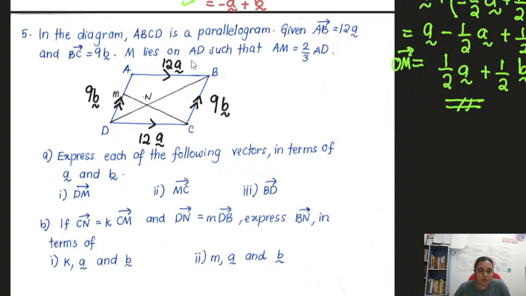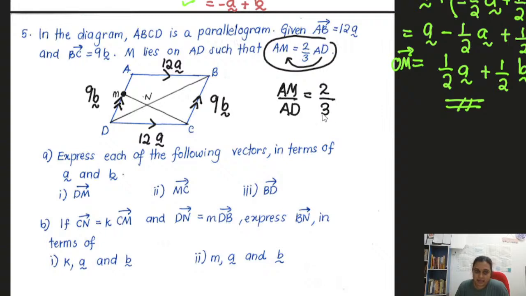M lies on AD such that, what is this? Can you see the ratio? This is in lambda form. So what you do? You bring the AD down here. So AM is 2 and AD is 3. So the ratio for AM is 2. The ratio for AD is 3. So at least you know that already.